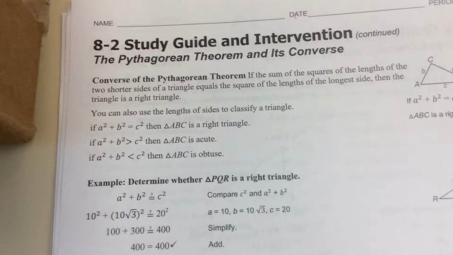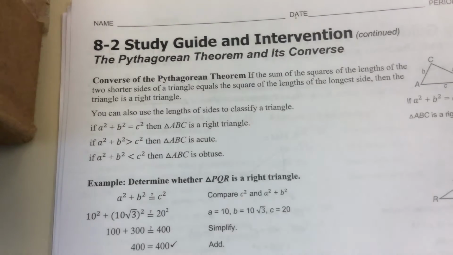On page 19 of section 8-2, we talk about the converse of the Pythagorean theorem. So in this case, if the sum of the squares of the lengths of the two shorter sides of a triangle equals the square of the length of the longest side, then the triangle is a right triangle.